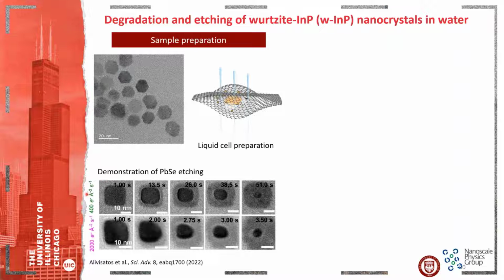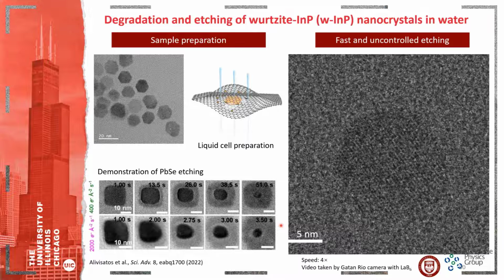There was a prior study, again by the Alivisatos group, demonstrating the etching of lead selenide in graphene liquid cells. So we start out with a nanocrystal here, and after a certain total dose, the particles have disintegrated, or have etched, forming this amorphous shell structure and the remaining crystalline core. And they could actually show that this behavior is dose rate dependent, going from 400 to 2000 electrons per angstrom squared per second. Looking at the time scale here, the process speeds up significantly.